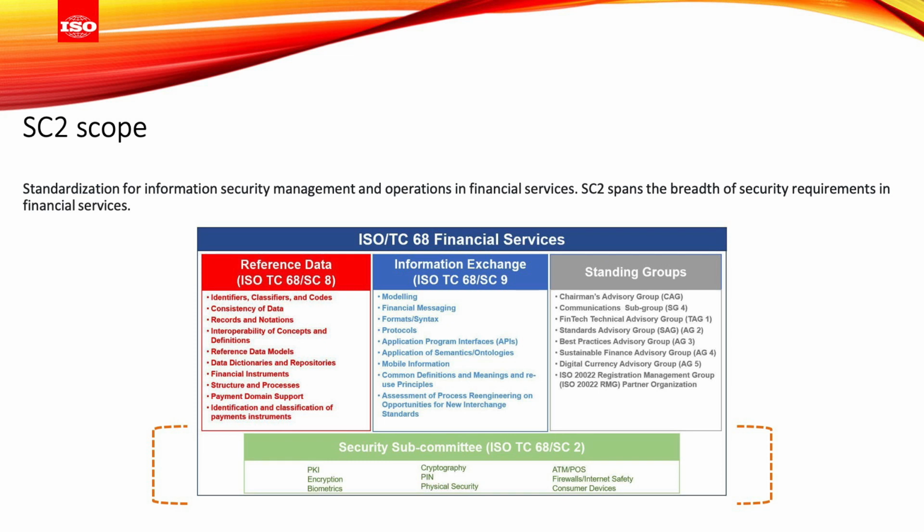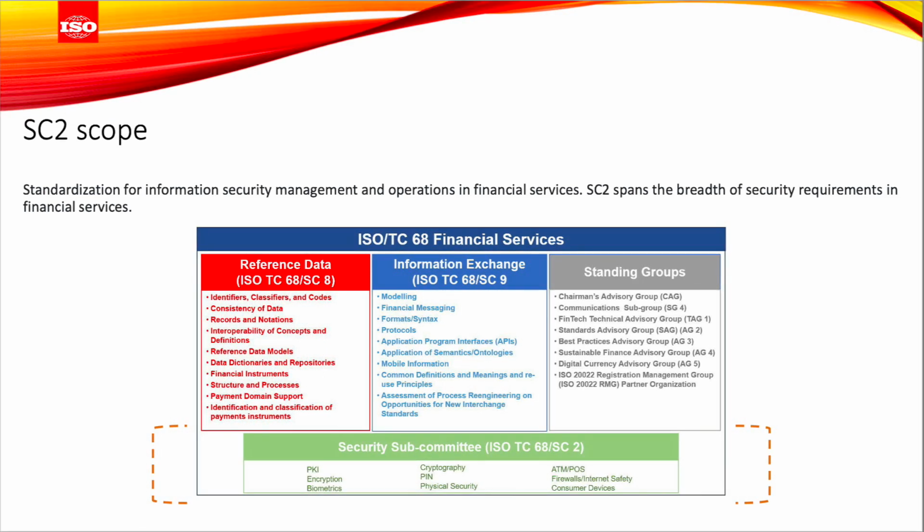As you can see in the box at the bottom in green, we focus on very traditional areas of security, such as public key infrastructure, encryption, and biometrics, but also increasingly newer technologies, which we'll come on to shortly, such as APIs or application programming interfaces, QR codes, and digital currencies. So we span quite a lot of different standardization initiatives or requirements as they are needed by the financial services industry. We also work heavily with other ISO committees that look at security in other business domains outside of financial services. There are quite a number of standards already in the SC2 portfolio, some that are exceptionally crucial for the smooth functioning of the financial ecosystem.